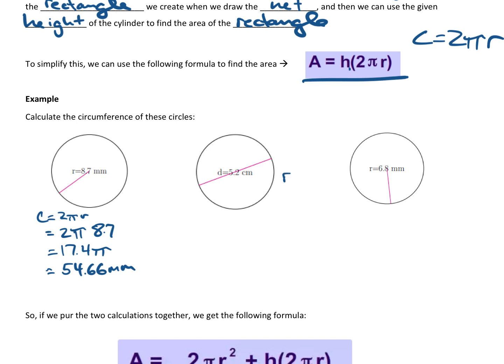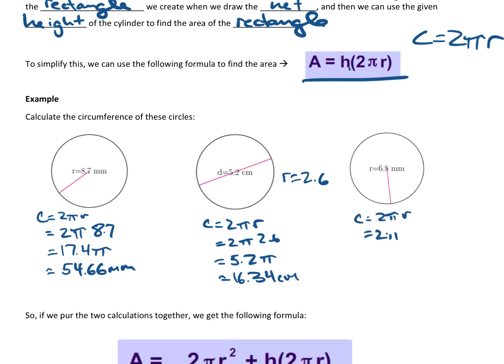Okay, we already found that the radius of this was 2.6, so we're going to go C equals 2 pi r. C equals 2 times pi times 2.6. We know that 2.6 times 2 is going to give us 5.2. So 5.2 times pi gives us 16.34 centimeters.